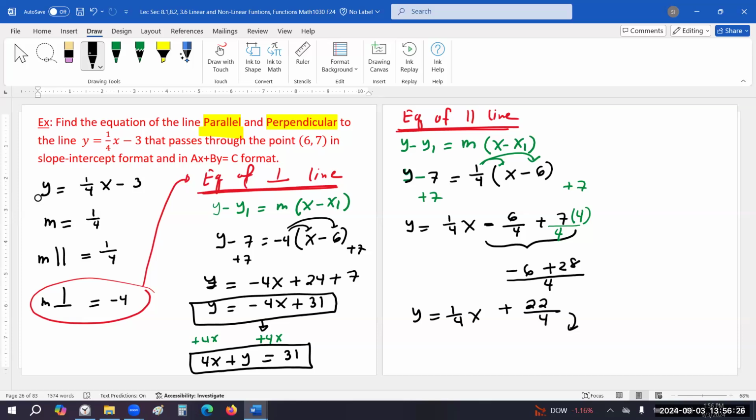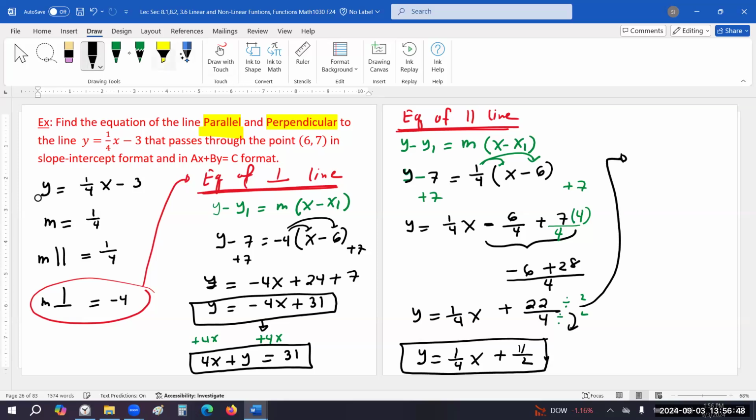For standard form, this format, you need to reduce. So we get y equals 1/4 of x plus 11/2. However, for ax plus by format, standard format, I'm going to use the same denominator because our life will be easier. So we have y equals 1/4 of x plus 22/4.